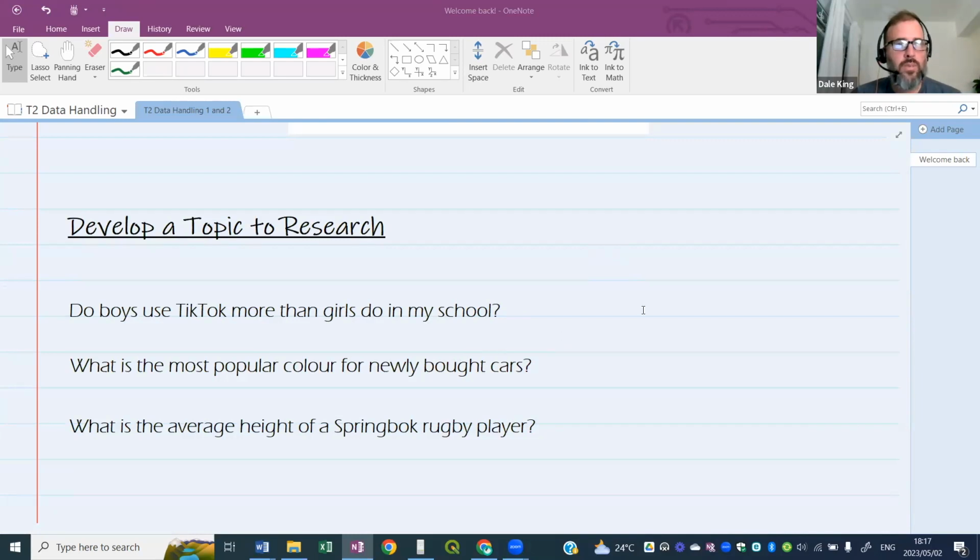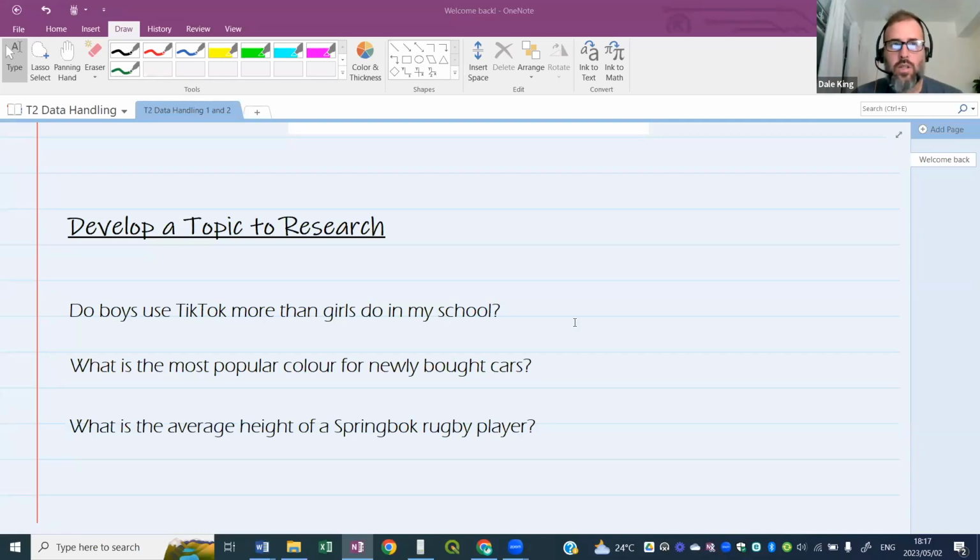Or, for example, what is the most popular color for newly bought cars? Have you ever thought about that? I mean, if you're a car company, this would be actually very important information. Or, here's my one here. What is the average height of a Springbok rugby player? Okay. So these are all questions that I have, and I want to do further research on that.